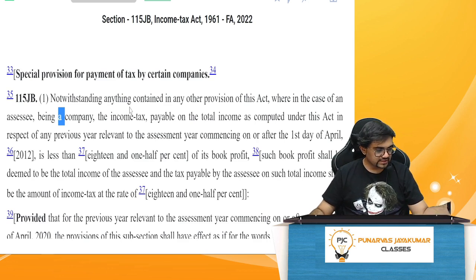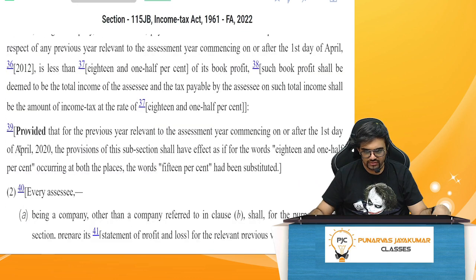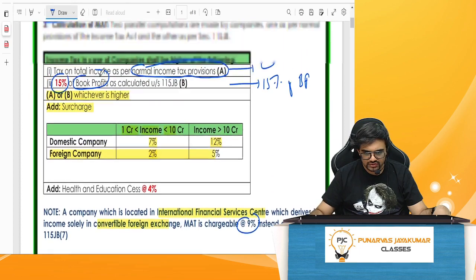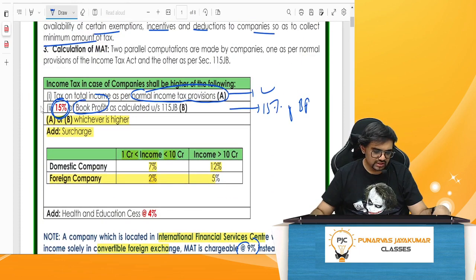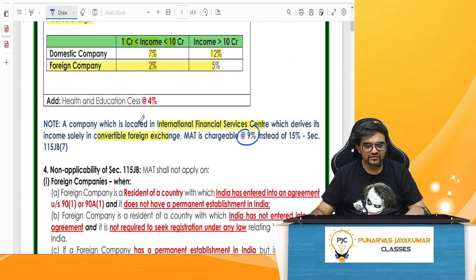Being the income tax payable on the total income as computed in the same year is less than 18.5% of its book profit. Now this one, 18%, became 18.5%, and that, if you see, from April 1st 2020. So as of now, guys, it is 15%. So here in our notes you have written whatever this is, it was 18.5, now it is 15, is correct. They have reduced it. So a company will include a foreign company also, basically every company, guys. As of now, all companies are included, is what you need to see.